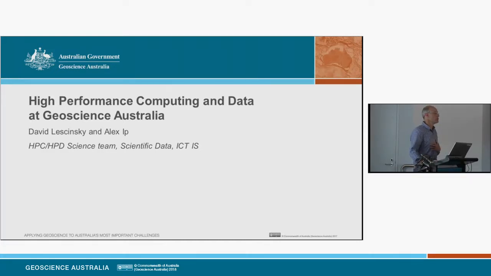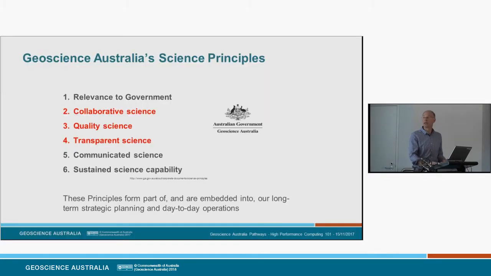Okay, so as Karina said, this is a 101 course or talk in high-performance computing and high-performance data. High-performance computing and data, these are tools that we use at GA, and they're becoming increasingly important. And I just wanted to start with this. They are important to GA in allowing us to meet our science principles, primarily in that these are going to be how we can do quality science.